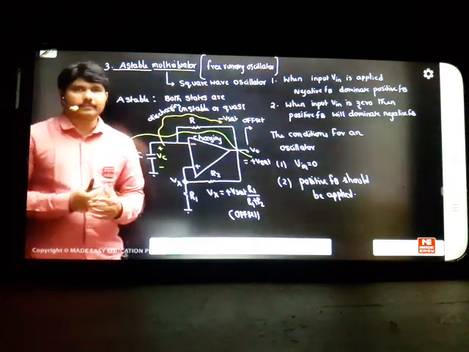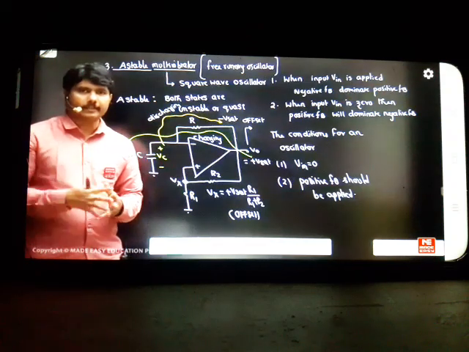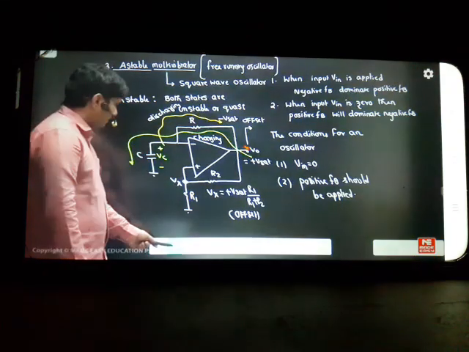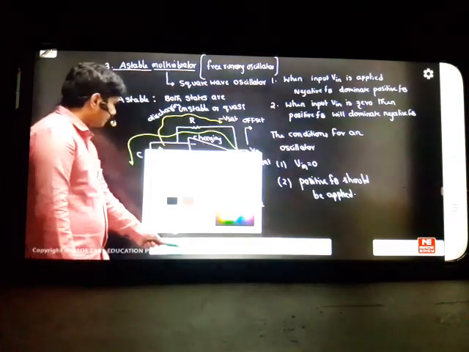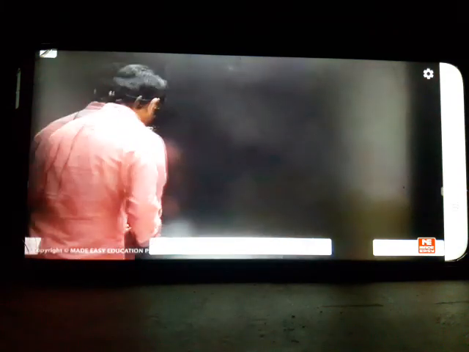How does a capacitor change it? Previously the signal was changing plus to minus to plus. Now the capacitor will change it. Okay? How is it going to change? Let us see the concept. In the next slide, you can see the story.